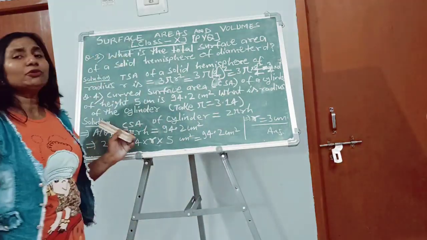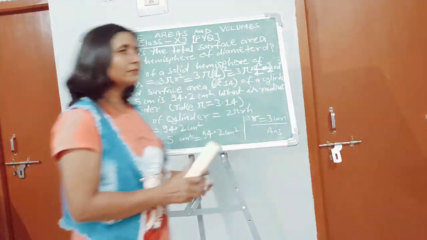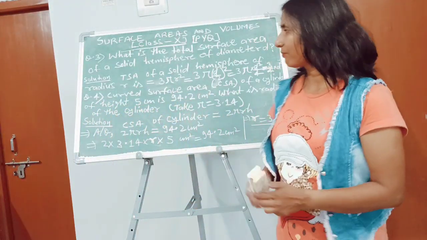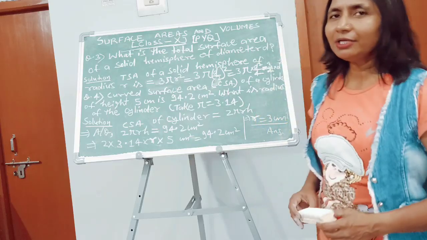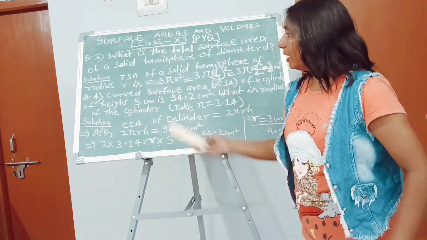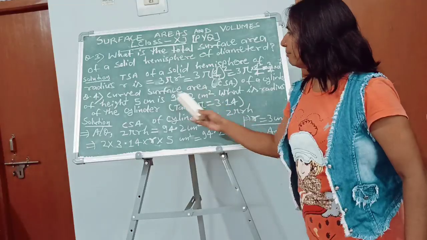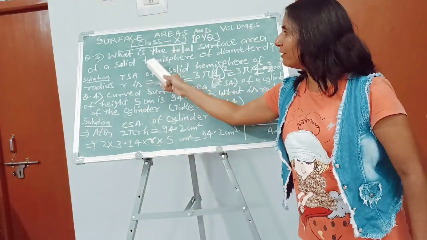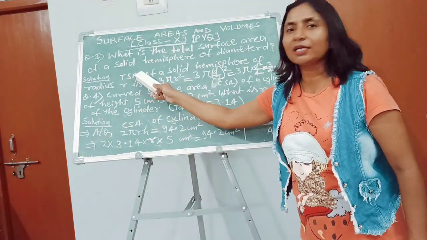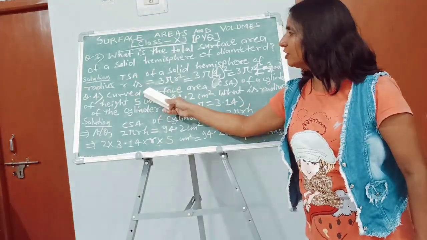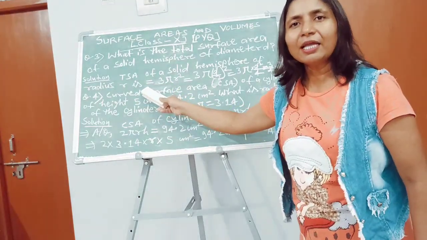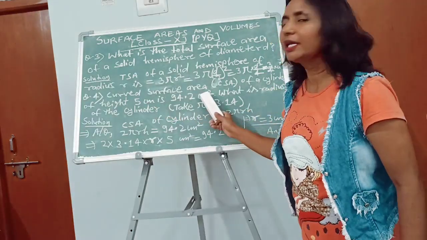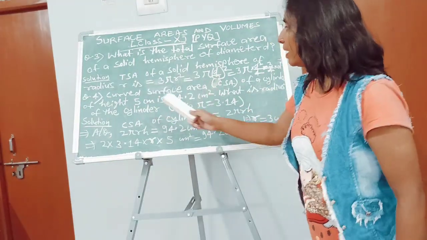Now come to the next question. Question number 4. What is the question? Let us try to read. In the previous question we discussed TSA, total surface area, and in this question we are discussing curved surface area, means CSA.